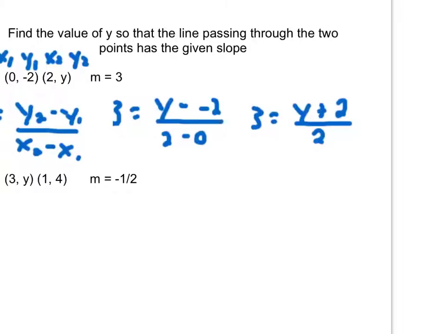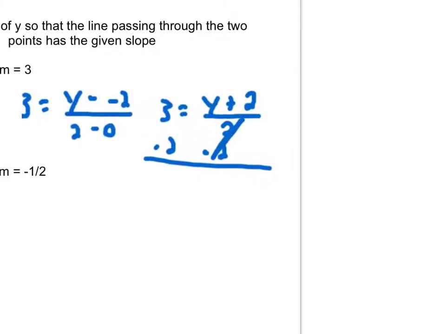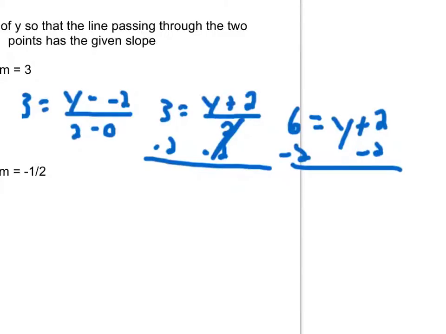Now I need to solve this equation for my y. So the very first thing I have to do is get rid of this bottom. So I'm going to multiply both sides by 2, because multiplying by 2 will get rid of the dividing by 2. And when I do that, that's going to cancel the bottoms here. 3 times 2 is 6 on the left side. And I canceled out my bottoms, so now over on the right I've just got y plus 2. Now I need to subtract 2 to get y by itself, and that's going to give me my answer. Okay, 4 equals y, or y equals 4.